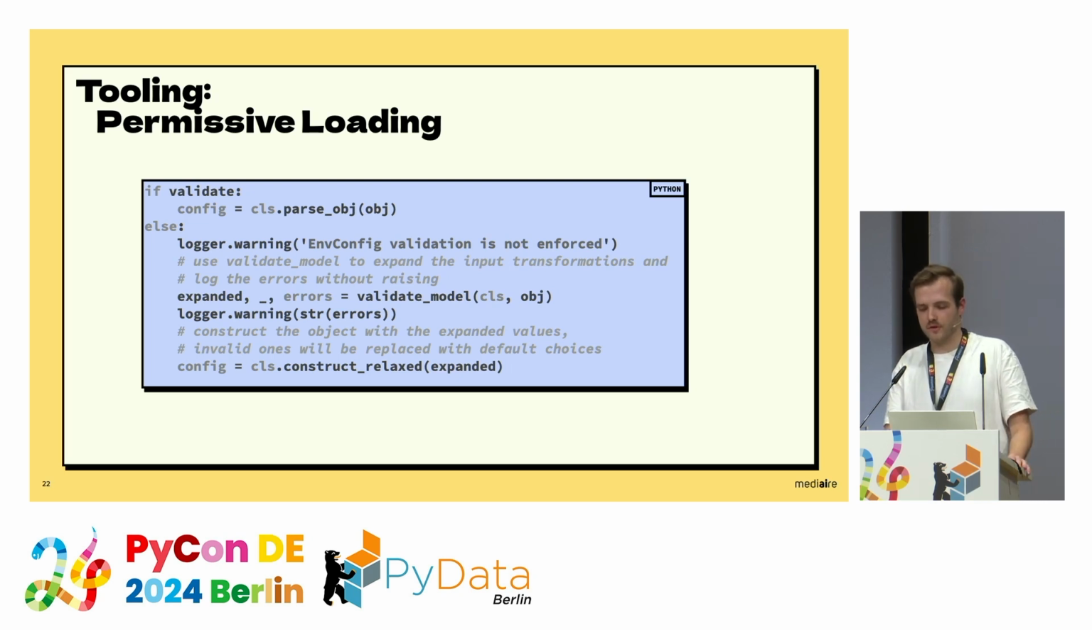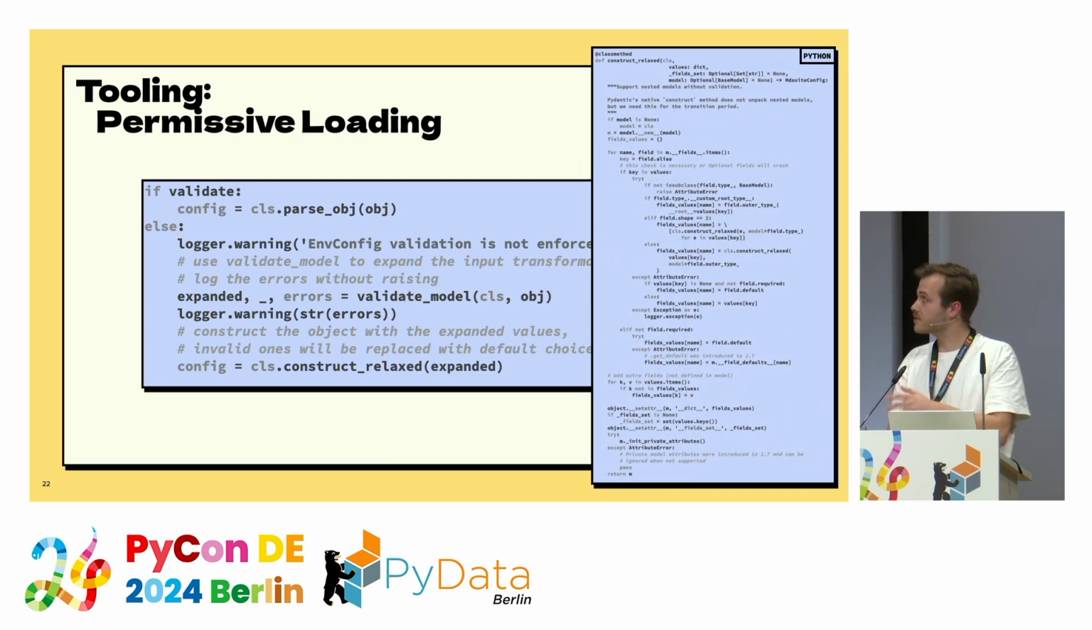This is unfortunately not supported by Pydantic out of the box. I'm giving you this here for the slides. You can copy it if you want. This constructs a model permissively and uses dicts where the objects are invalid, and does so recursively.